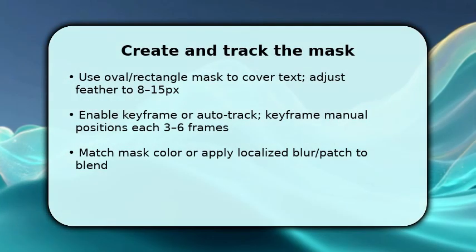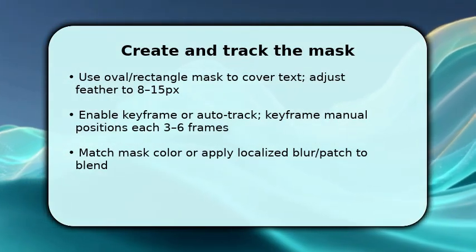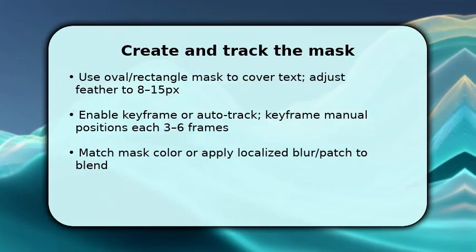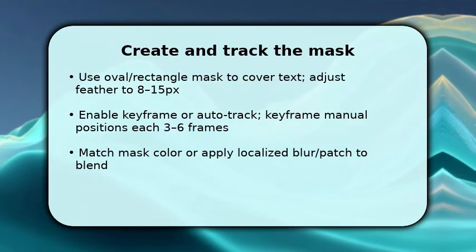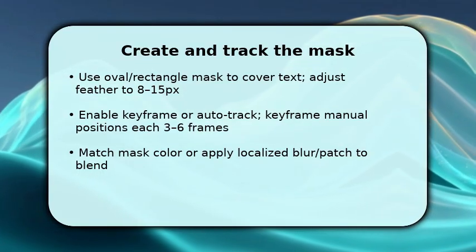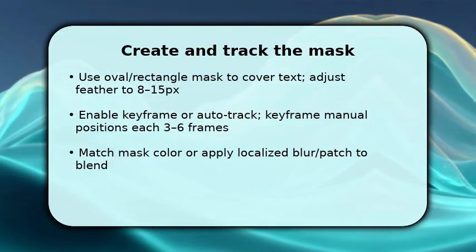You now draw a mask precisely over the writing and increase feather so edges blend naturally. This is how you hide text without a harsh box. If the writing moves, use CapCut's auto track first, then switch to manual keyframes to refine every few frames. This gives control when the tracker slips.